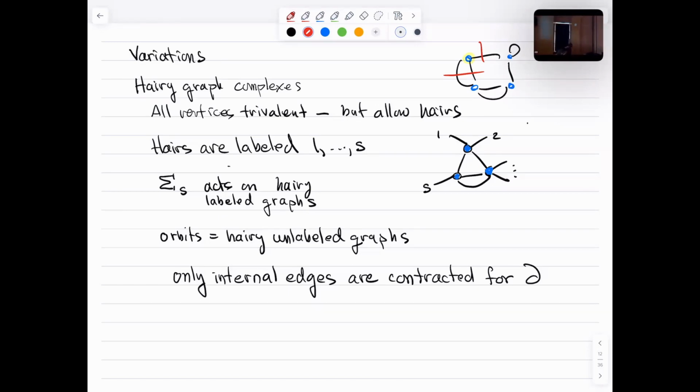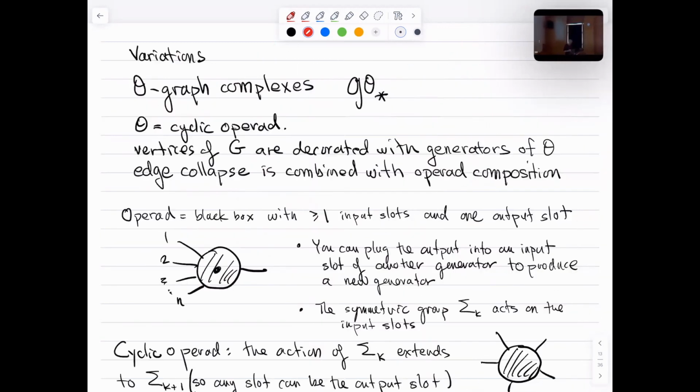This is reflected on the level of graph complexes, and in fact on the level of graph homology. And it turns out if you can find homology in these hairy graph pieces, hairy graph homologies, you can stick the hairs together and hope to get classes in the homology of the graph complex. That's probably all I will say about hairy graph complexes. But I do want to say something about operadic graph complexes.